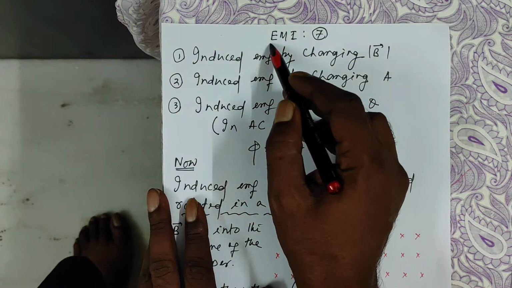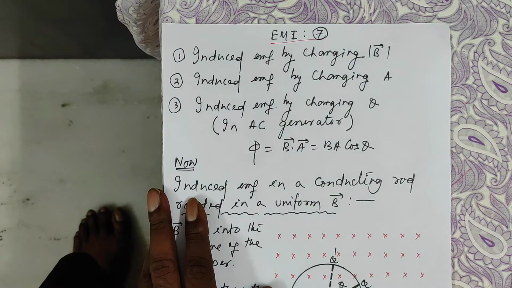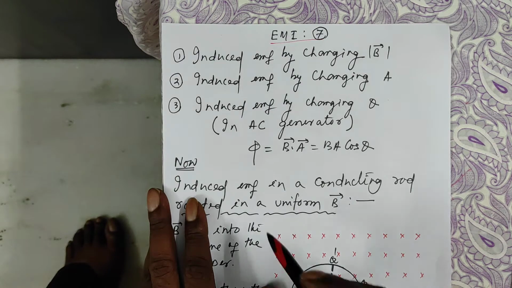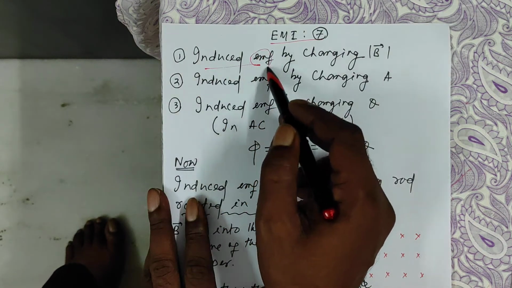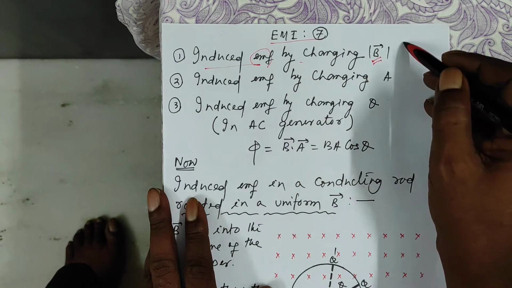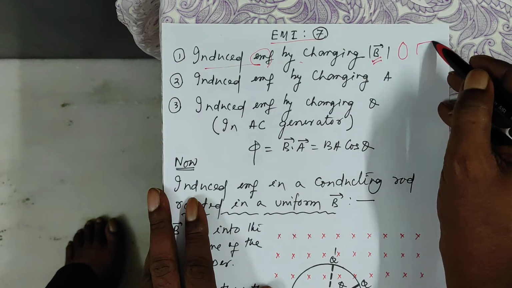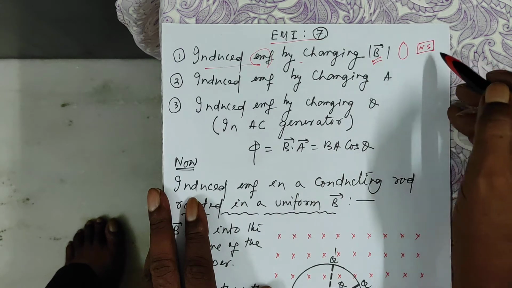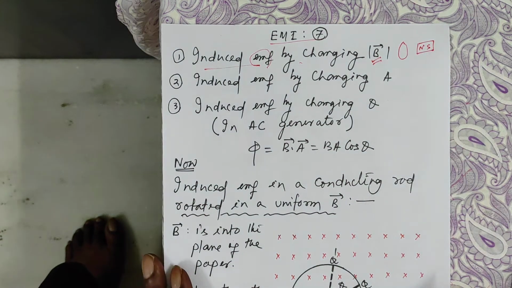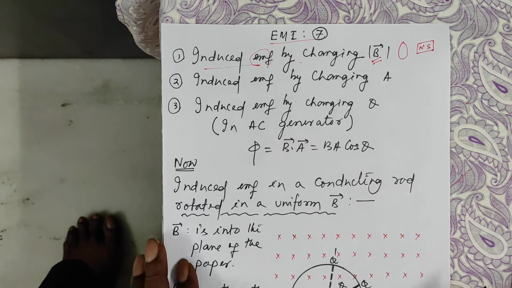Now, electromagnetic induction lesson 7. In previous lessons, we saw induced EMF by changing the magnitude of B. That is, when a magnet was moving towards a coil or the coil was moving towards the magnet, the EMF was induced.